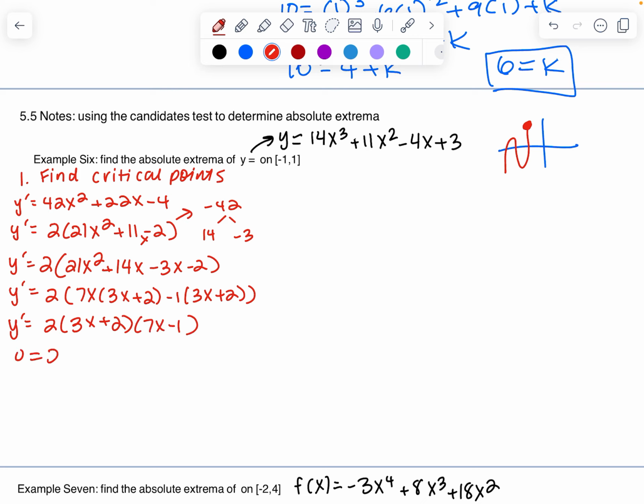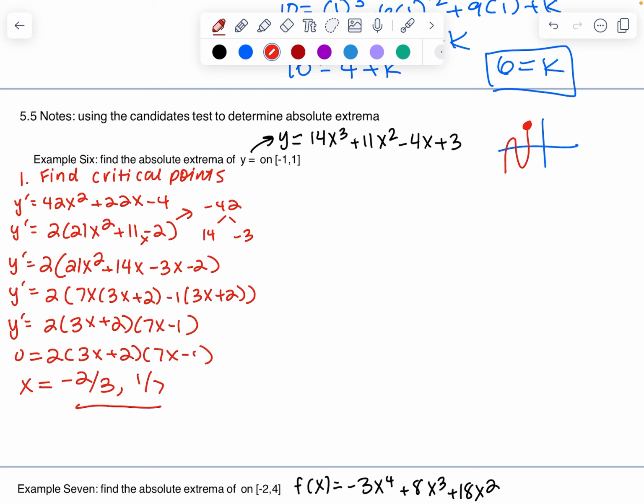Okay, set that equal to 0. And so if I solve in my head, I'm going to get that my critical points happen at negative 2/3 and 1/7. And so those are potential places that there could be some relative extrema. Relative extrema could also be the maxes and mins.